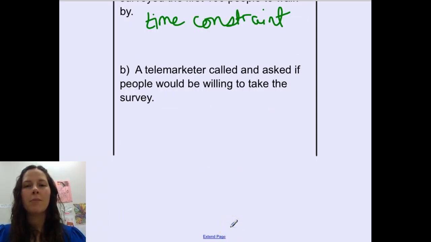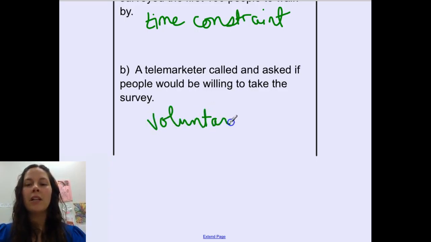Part B, why might it be biased if a telemarketer calls and says, "Hi, would you like to answer a few questions?" This is what's called a voluntary survey. Typically, the people who answer voluntary surveys have strong opinions one way or another. If you're kind of middle of the road on whatever it is they're surveying, you might say, I don't really care to give my opinion. But if you really love it or you really hate it, you're going to say, yes, I want to tell you what I think about it.